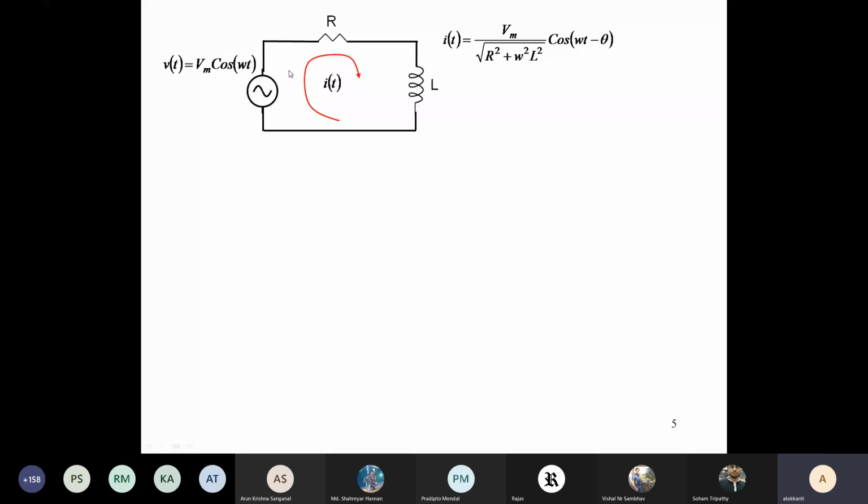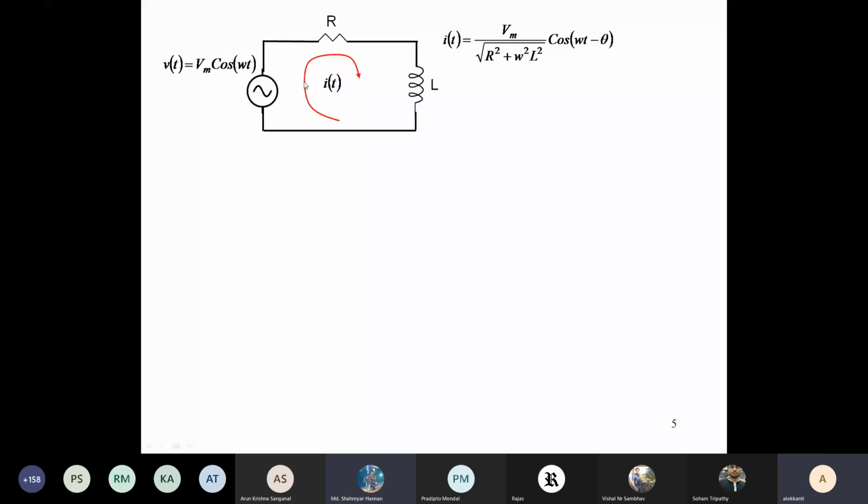Its magnitude is Vm by root over r square plus omega square L square. So the magnitude is fine. This denominator will have the dimension of resistance. The denominator almost has the dimension of resistance. If you put omega equal to 0, what is the meaning of omega equal to 0?